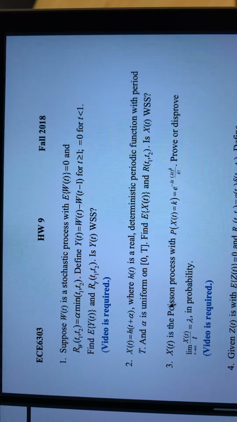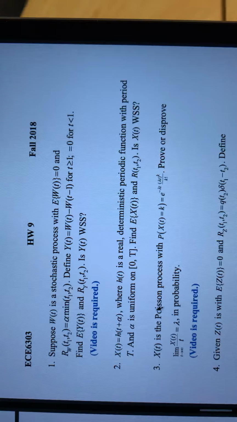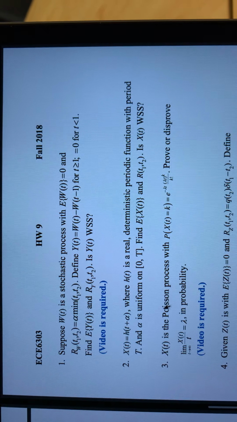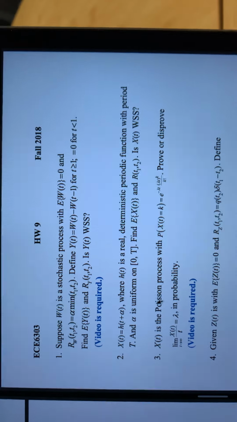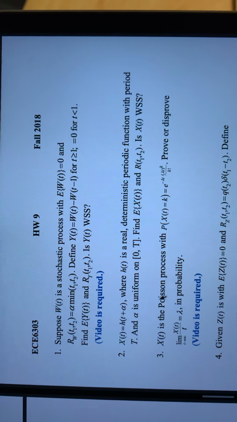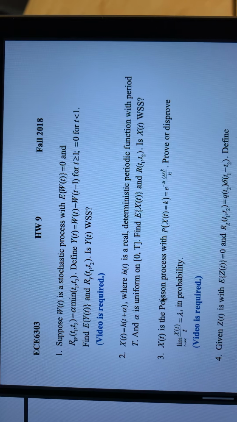Okay, let's look at the question. We have a stochastic process W(t) whose expectation is 0, and R_W(t1, t2) equals alpha multiplied by the minimum of t1 and t2.